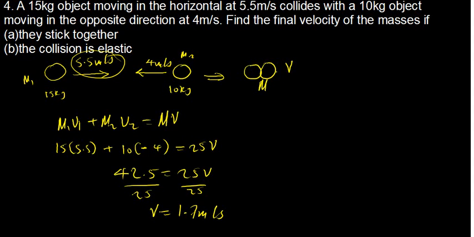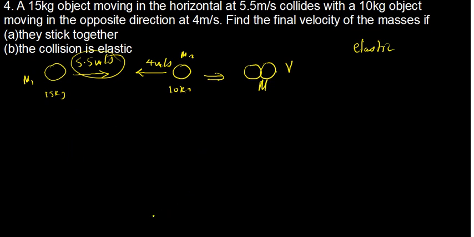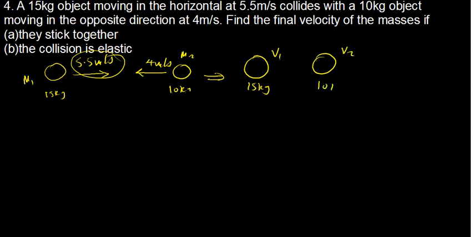Okay. So the second part is we want to find the velocities if the collision is elastic. So given an elastic collision, for this one, kinetic energy has to be conserved. So in the second part, what we are going to see is they are not going to stick together. Okay. So instead of having them with a combined mass, this one, the m1, which is 15 kg, is going to move at a certain velocity v1, and then the other one is also going to move at a certain velocity v2. So now I want to find those velocities.